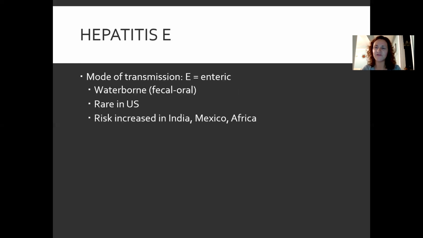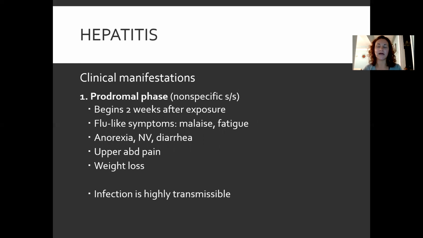Hep E, if you can remember E for enteric. It is waterborne fecal oral, similar to Hep A. It is rare in the US and it's much more common in countries such as India, Mexico, and Africa. Now, for all hepatitis diseases, regardless of the viral cause, they share 3 phases.